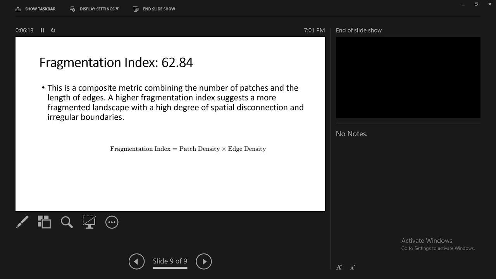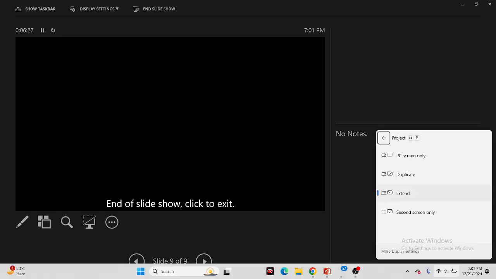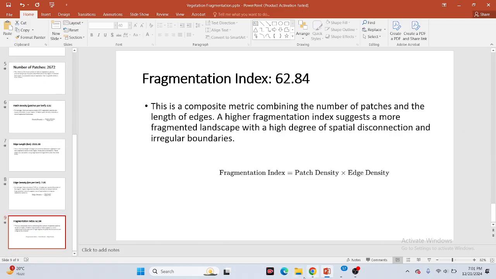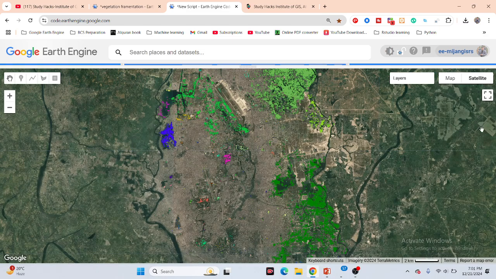Okay, so now I will show you how we can easily calculate this type of metric, and I hope you can easily use it for your own study area. Let me open my code editor. I have already written the code here for my study area.